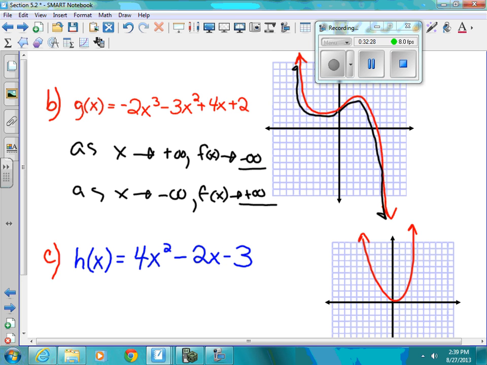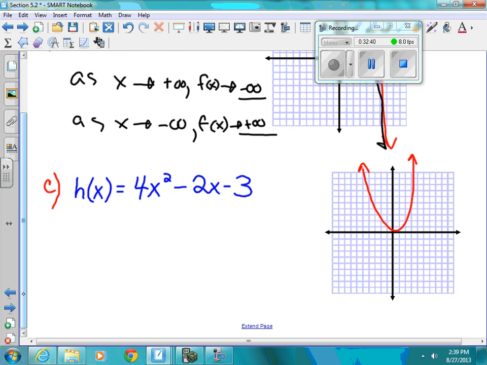So this is the notation you're going to be using. As x approaches positive infinity, f of x approaches negative infinity. As x approaches negative infinity, f of x approaches positive infinity. I want you guys to try this one. And sometimes in your book they may even switch it. They may say f of x approaches negative infinity as x approaches positive infinity. F of x is talking about the up and down. X is talking about the left or right. Just keep that in mind.